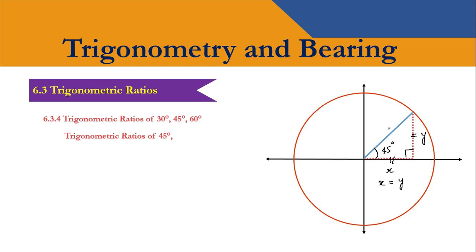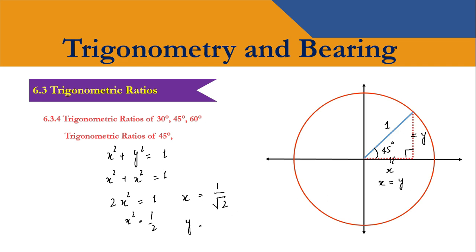As we know that it is a unit circle, our hypotenuse is always equal to 1. By using the equation of the circle, x square plus y square is equal to 1, as both of the sides are equal, so substituting y equals x, we will get the value of x. So 2x square is equal to 1 and x square is equal to 1 by 2, so x is equal to 1 over root 2. As y and x are equal, y should also be equal to 1 over root 2.